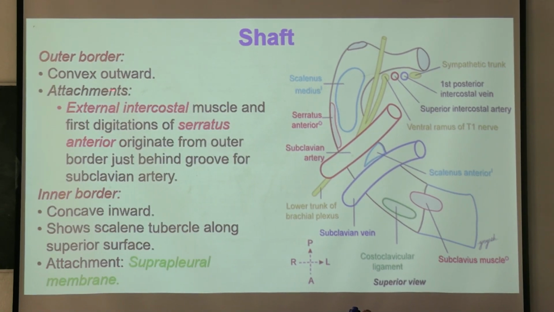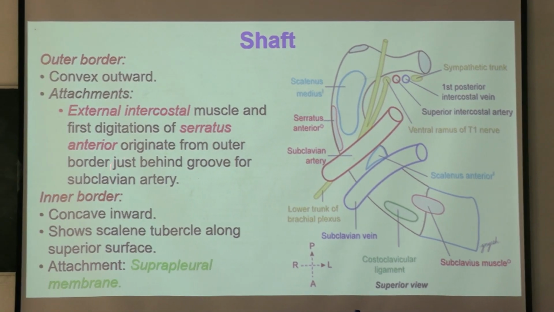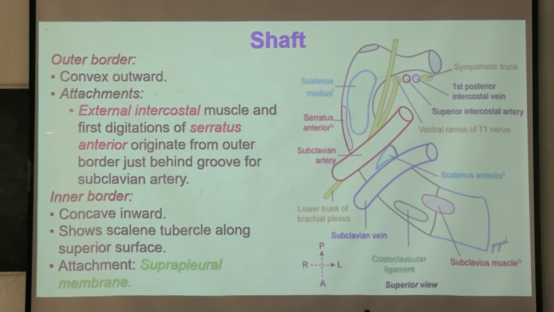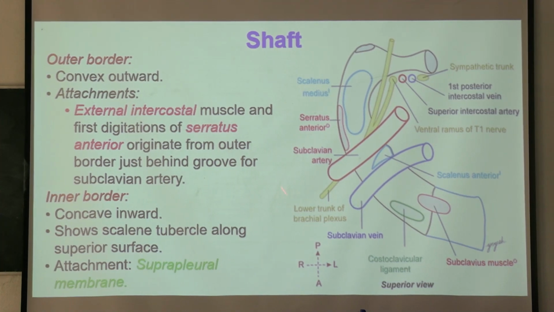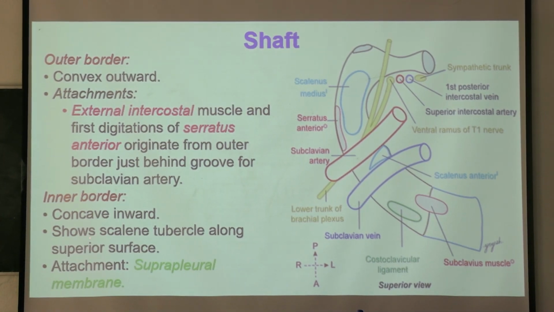Next we go to the outer border. The outer border is convex outward. Attachments are the external intercostal muscle and the first digitation of serratus anterior. Here is the first digitation of serratus anterior, and external intercostal along the whole of the outer border. The first digitation of serratus anterior originates from the outer border just behind the groove for the subclavian artery. This is the groove for the subclavian artery, and just behind this groove it is originating.